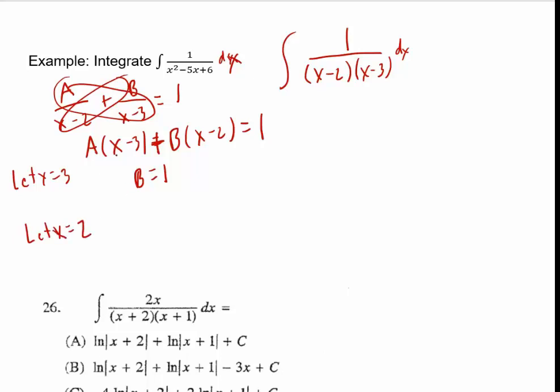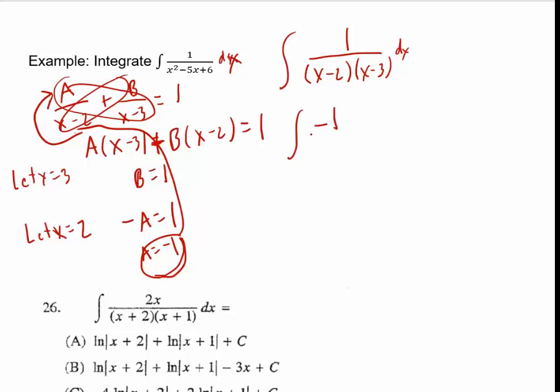So if I plug in here 2 for x, 2 minus 3 is negative 1, so that'll give me negative A. 2 minus 2 is 0, so that goes away. And again, this is just a constant 1, which tells you A is equal to negative 1. And then I make sure I take that A is equal to negative 1, and I plug it back in up here for this A.